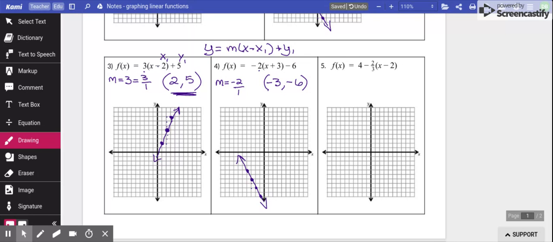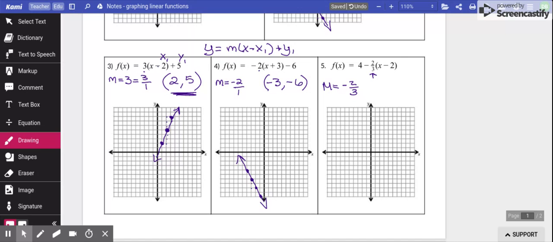Now in problem number 5, it's a little bit different, but the process is exactly the same. First, I'm going to look for that slope. The slope is the number that's in front of the parentheses. And make sure you look in front of that number to catch the sign. So my slope is -2/3. All right, starting point. Remember, it's x minus x1 and then plus y1.